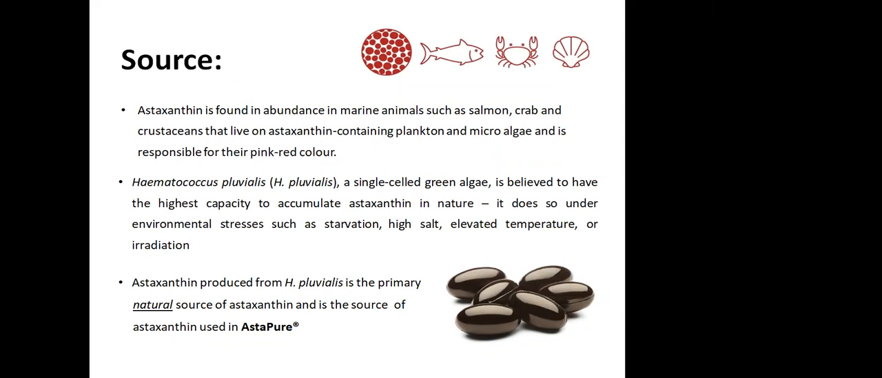And it accumulates astaxanthin, so it progressively goes from green to red under certain environmental conditions. The whole purpose of this is really to protect the cell. This whole wonderful antioxidant capacity within the cell is there to protect it from environmental stresses, things like starvation, high levels of salt, higher temperatures, irradiation, things like that. And astaxanthin, which is produced from this single-celled green algae, is the natural source of astaxanthin, and it is the source that we use in our new product, which is derived from AstaPure.